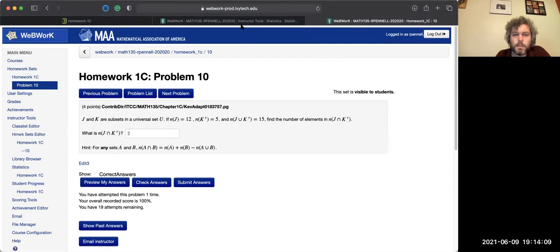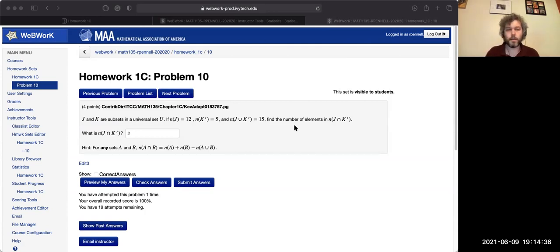J and K are subsets of the universal set. J equals 12, K complement equals 5, and J union K complement equals 15. Find J intersect K complement. This is not like, we've never done a problem like this together before. We've never worked on something like this.